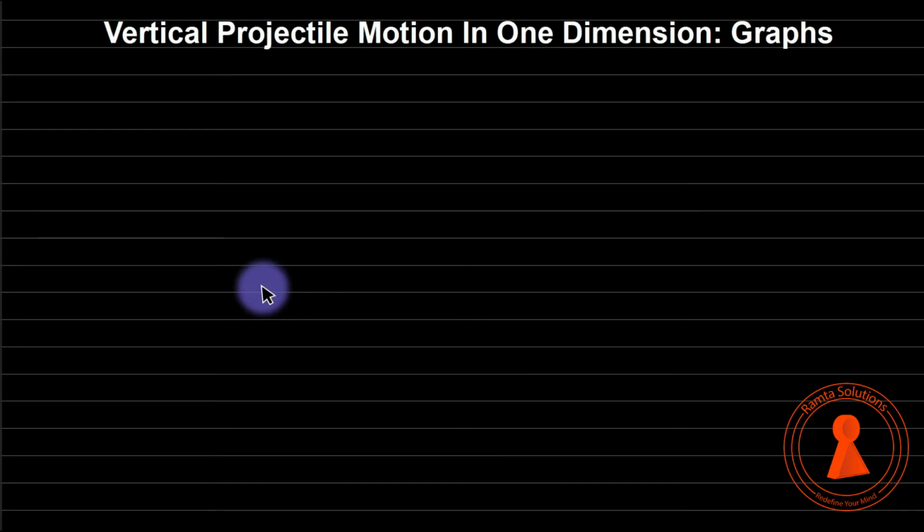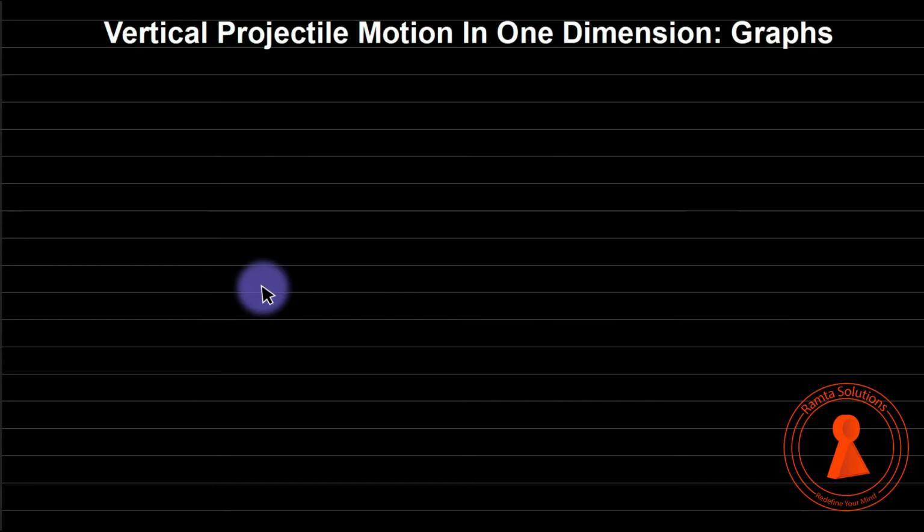Physical sciences. We haven't had a lesson on physical sciences in a very long time. So today, let us just come back to physical sciences. We're going to do grade 12 physical sciences. So we're dealing with vertical projectile motion in one dimension. And we will be looking at graphs.